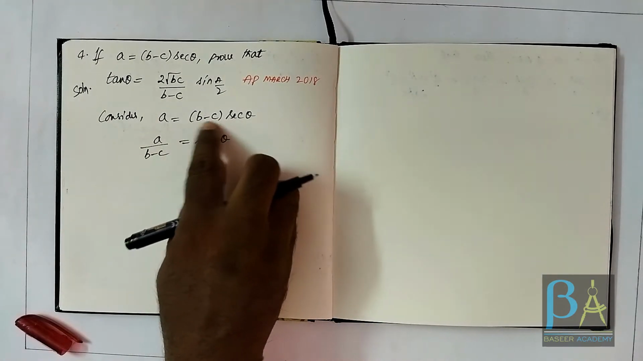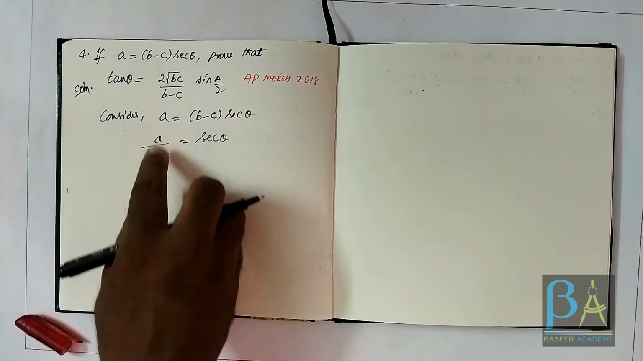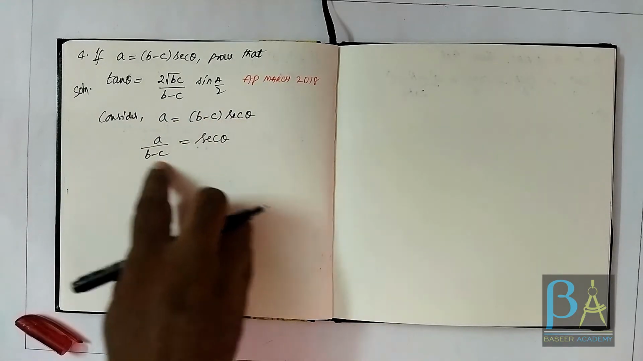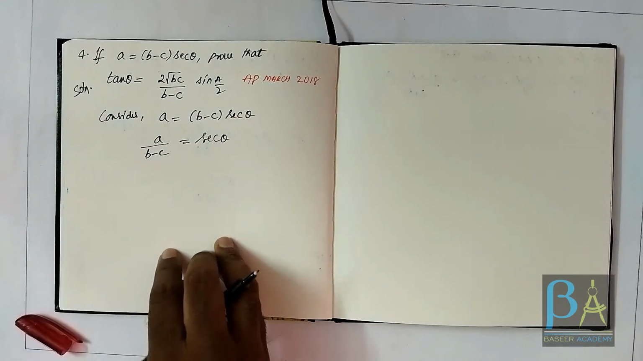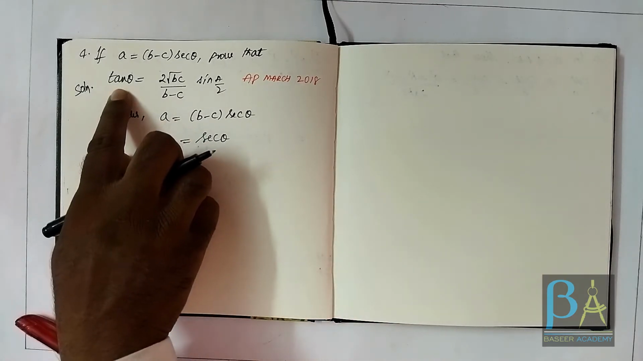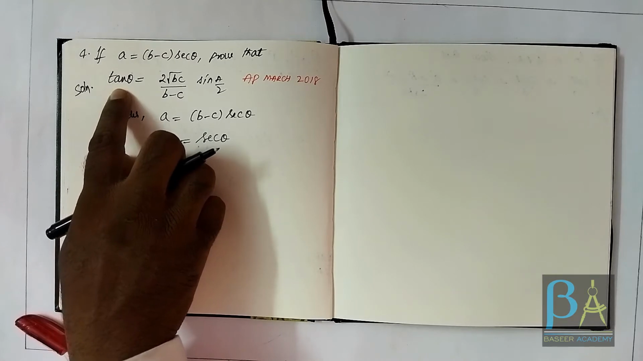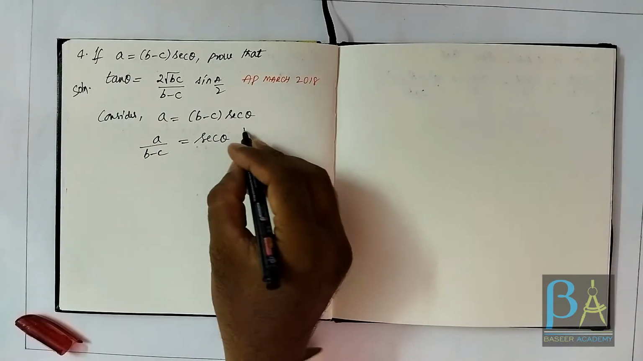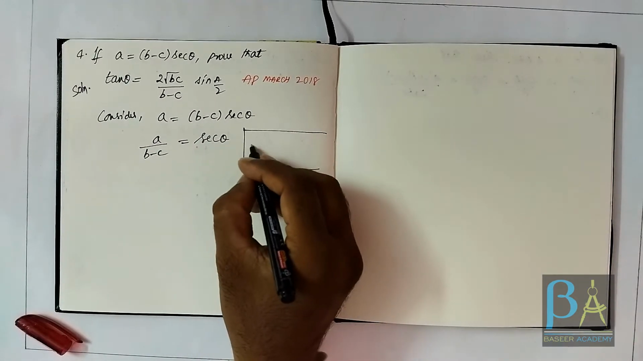Because B minus C is multiplying on the right hand side, B minus C will divide on the left hand side. So A by B minus C is going to be secant theta. I know the value of secant theta, but I am supposed to get the value of tan theta. How am I going to do that? You know that secant and tan have a trigonometric identity between them, right?